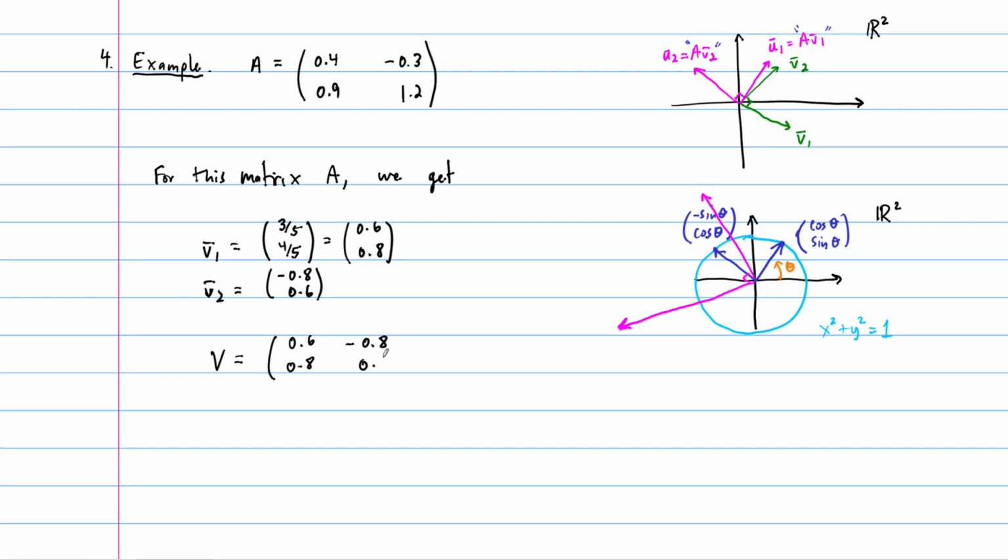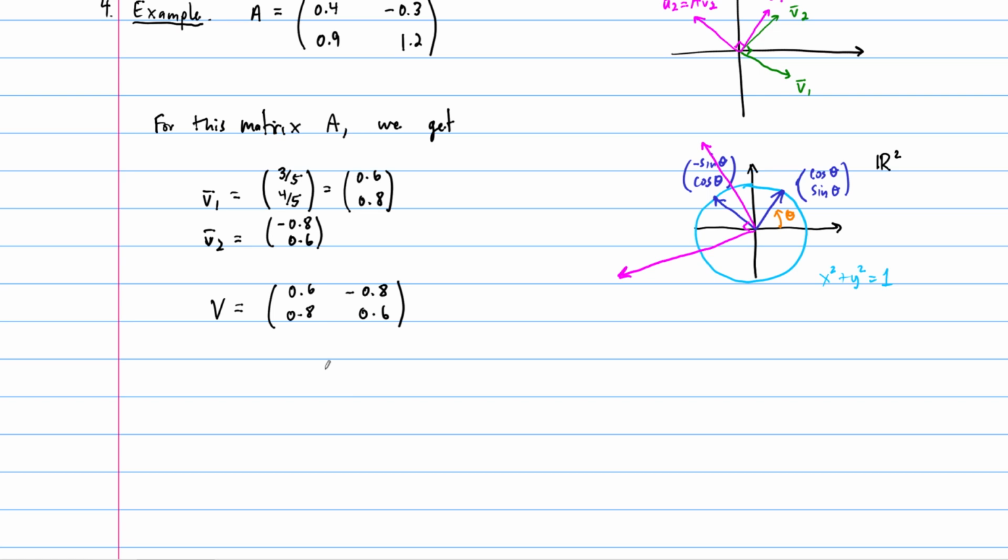It's a rotation matrix, actually, right? So there's our matrix V. It is orthogonal. We're good to go, right? So now we need to apply A to each of these to help us find the V. This is also going to give us our singular values.